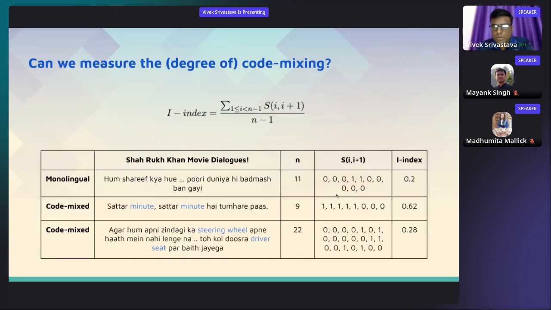So one thing I wanted to talk to you about again, this 0 1 score. It depends on these language tags. So the first token and second token share the similar language tag, so the score assigned is 0 here. And the first token and second token share a different language tag, so the score assigned here is 1.